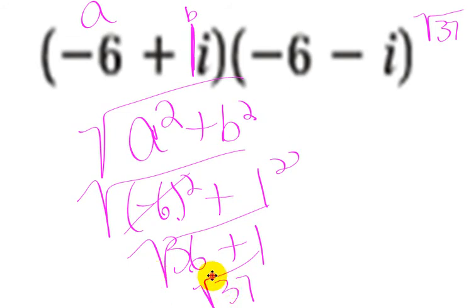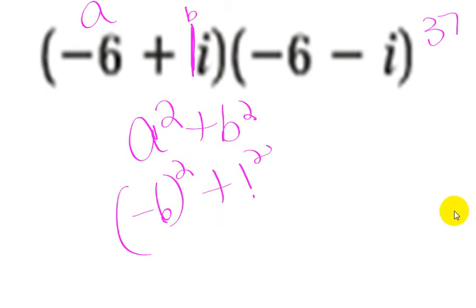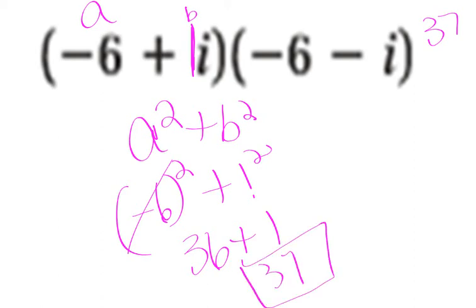No, there was no radical in that. I'm sorry. It's just 37, and there's no radical. Take that out. So it's a squared plus b squared. So that's why I was pausing. I was thinking, no, there's no radical. So my mistake, sorry. Negative 6 squared plus 1 squared. All right, so it's going to be 36 plus 1, which is 37. Okay?